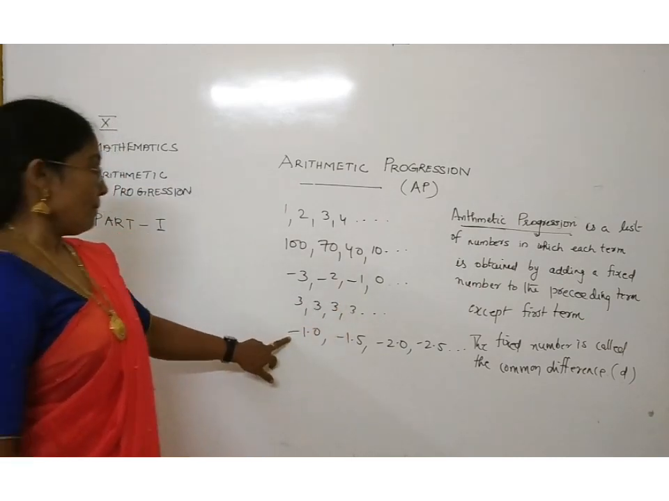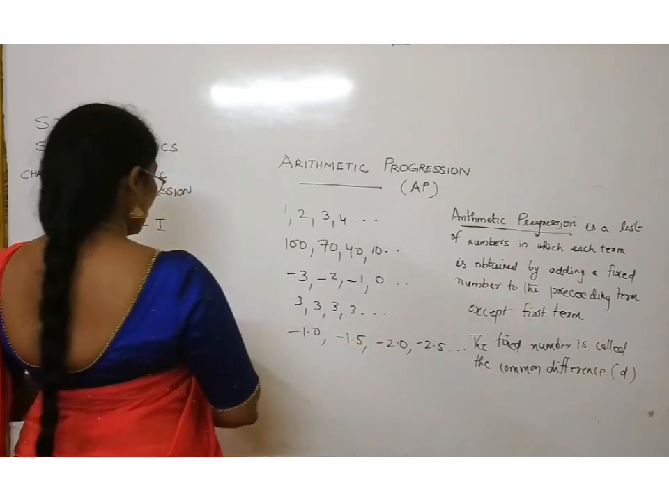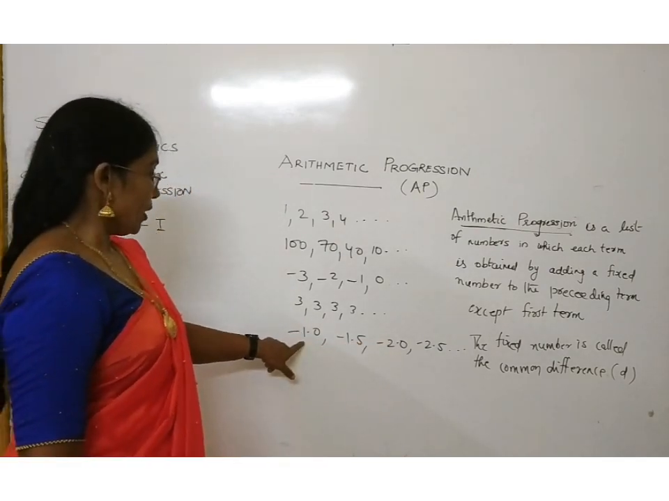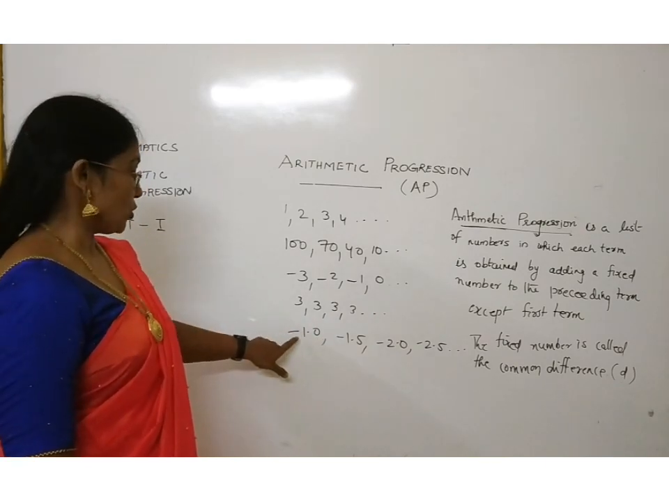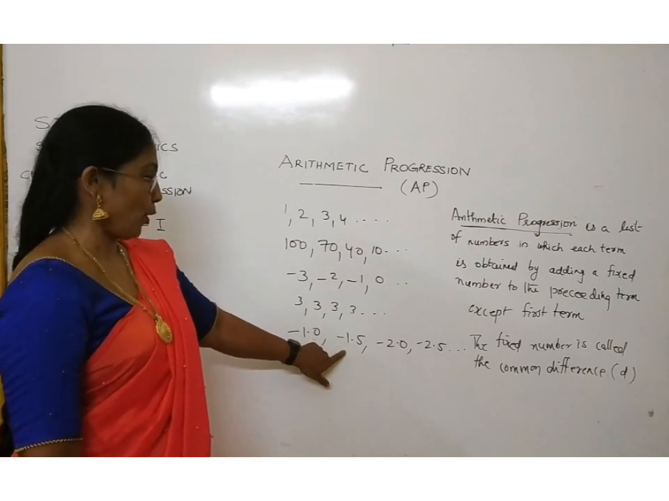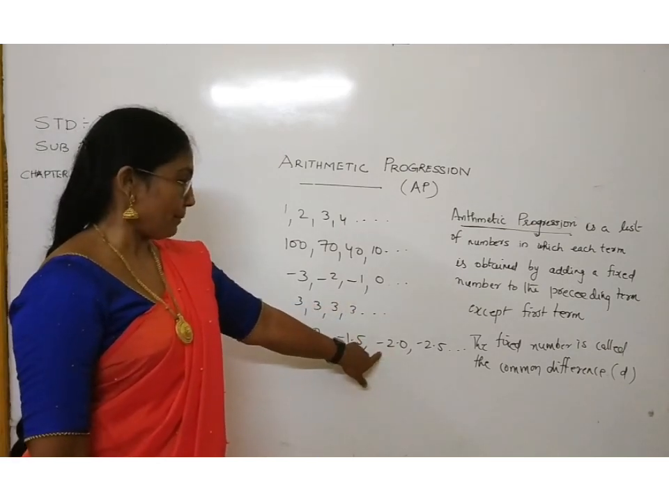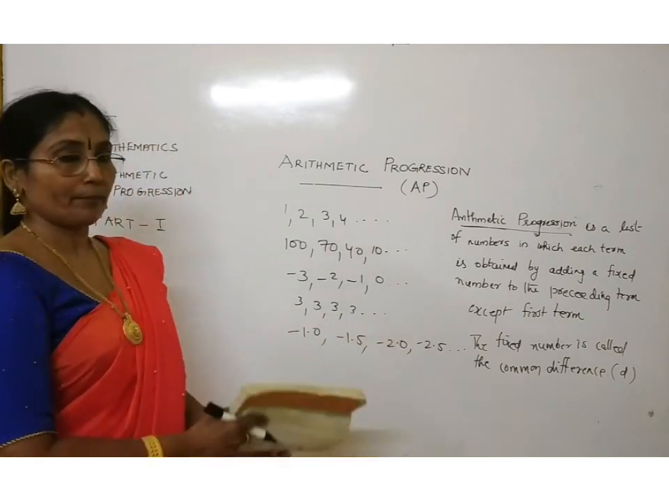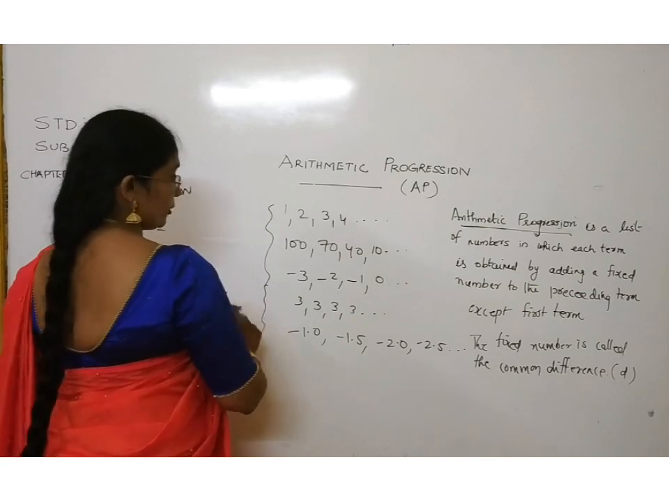Now, next one, minus 1.0, minus 1.5, minus 2.0. Here you are adding minus 0.5. Is it right? Minus 1.0 plus minus 0.5 is minus 1.5. Minus 1.5 plus minus 0.5 is minus 2.0, etc. So this series has this pattern.